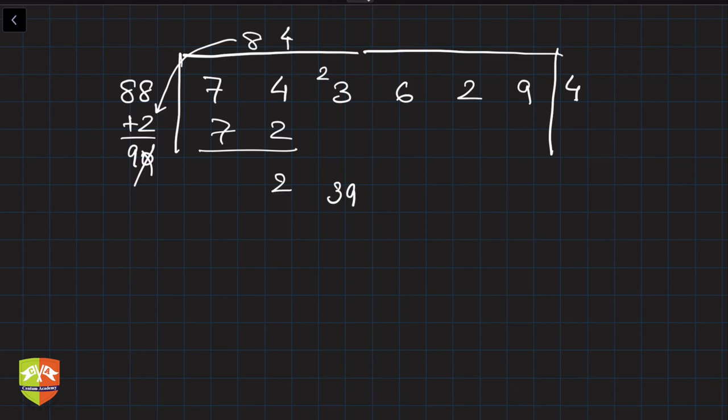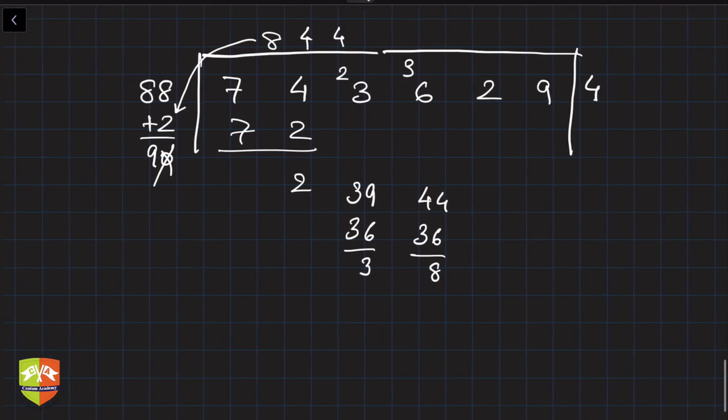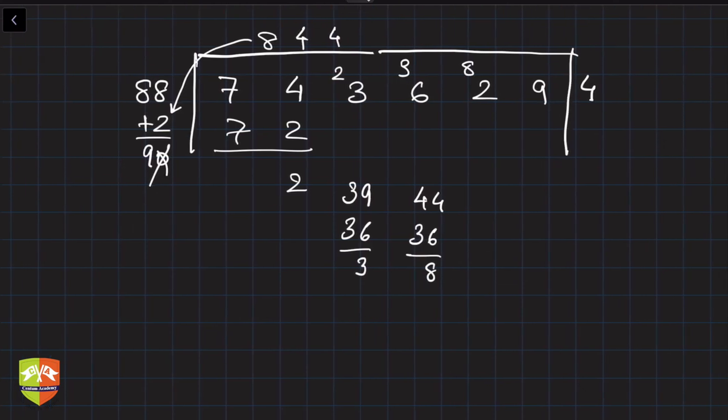9 4s are 36. Then 3. This 36 plus 8 is 44. Then 9 4s are 36. You get 8. You sit here. 82. 82 plus 8 is 90. So new dividend is 90.